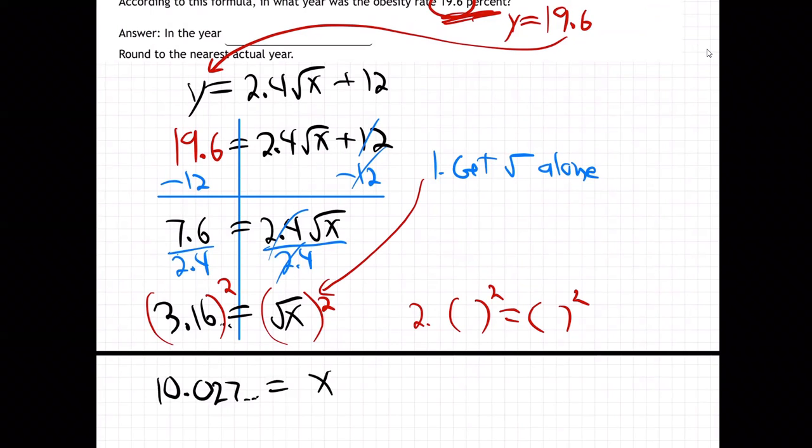Really, I should have used more accuracy here. It would be 3.1666, use like 4 decimals just to be safe. And when you square it, you get 10.027. So you see what happened on this side, it got rid of the root, didn't it? Second power gets rid of the root. So that went away. And then 10.027, so that's the X value.